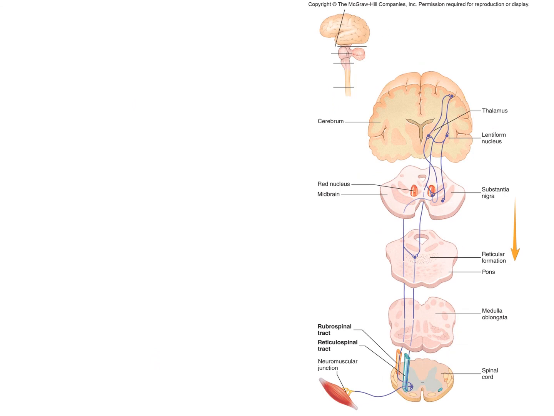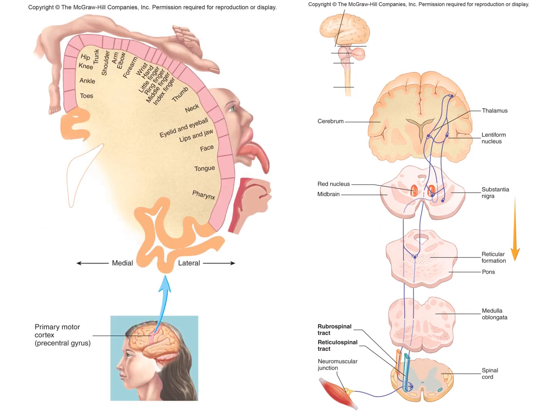So this is sort of the sister illustration to the previous one. This is the precentral gyrus, this fold of gray matter right in front of the central sulcus. This is the primary motor cortex. So what we're seeing here is a map of that fold of gray matter showing us the area from which an impulse originates that is headed to muscle in different parts of your body.